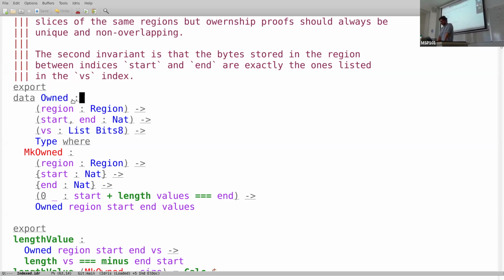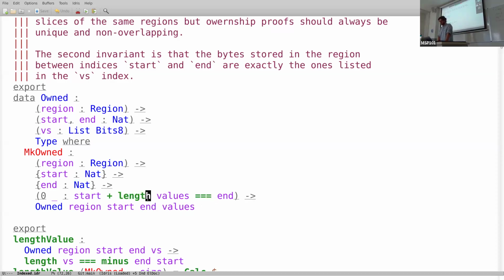So what can we own? We can own a slice of the region, essentially, that starts at a given index and ends at another index. And additionally, we will have this environment so that we know the content of the region that we own. So here we have a list of bytes. And the way this is enforced is, as I said, you have a copy of the region, of the start and end points. And then you have this environment where the end should be the start plus the number of values that are stored in it.